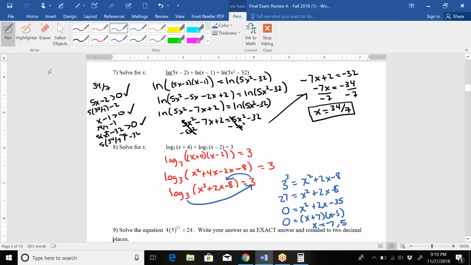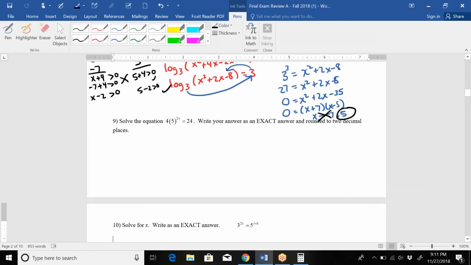So I'm going to do my check. I'm going to check negative 7 first, and I have to make sure that both the original arguments, x plus 4 and x minus 2, are greater than 0. If even one of them fails, it's done. It's not an answer. And the very first one fails. That is not true. So negative 7 is not going to make it greater than 0 for the arguments. If we plug in 5, that would be 5 plus 4 greater than 0 and 5 minus 2 greater than 0. Both of those are greater than 0. So 5 is the only solution.